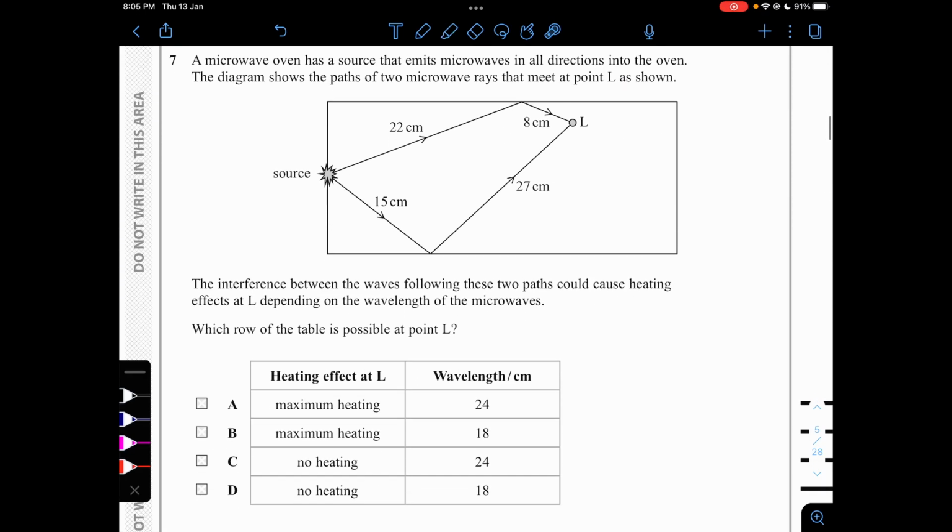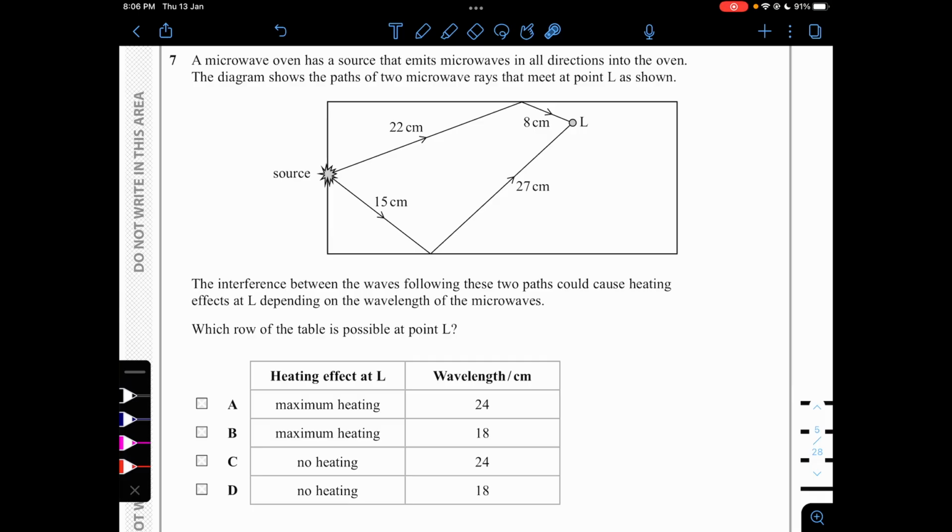Move on to question number 7. So they tell us that a microwave oven has a source that emits microwaves in all directions to the oven. The diagram shows the path of 2 microwave rays that meet at point L as shown. So I'll go source, this path, or source, this path. The interference between the waves following these two paths could cause heating effects at L depending on the wavelength of the microwave. Which row of the table is possible at point L? Okay, so they give you wavelength 24 or 18, and it's either maximum heating or no heating.